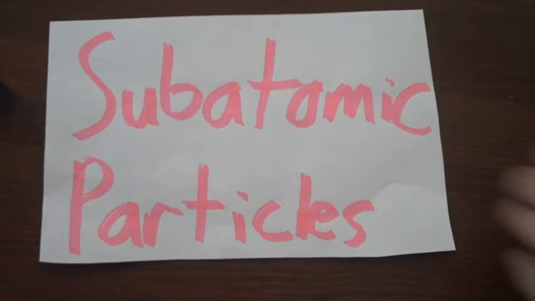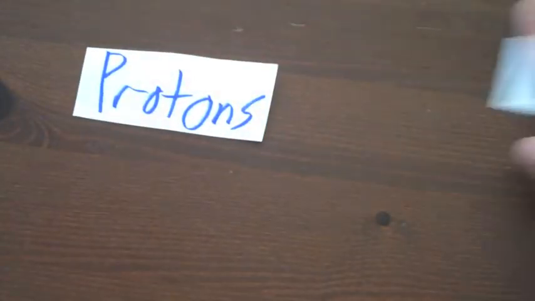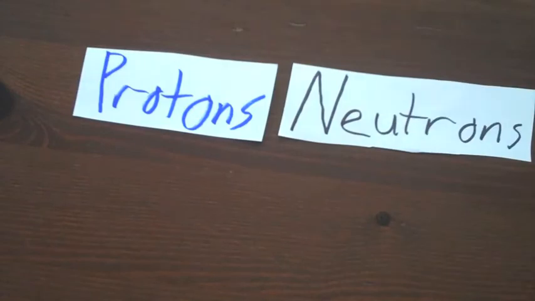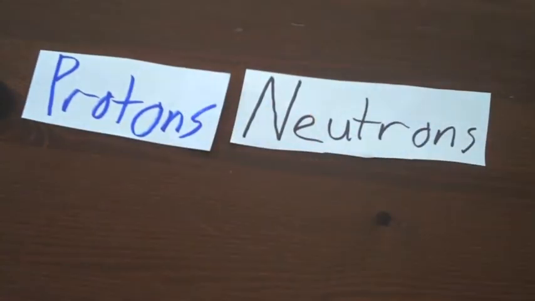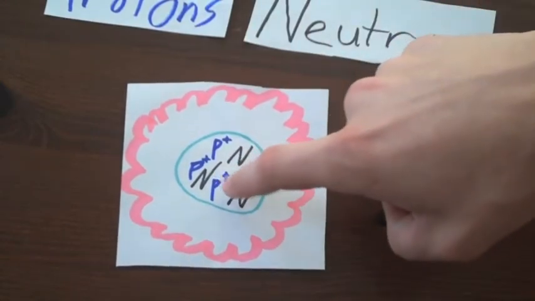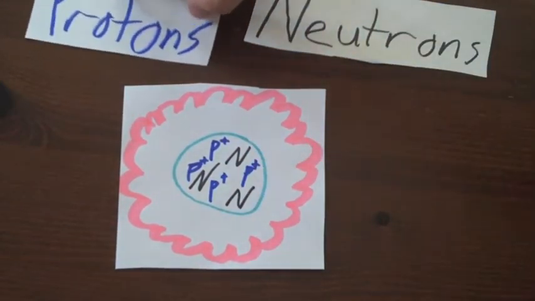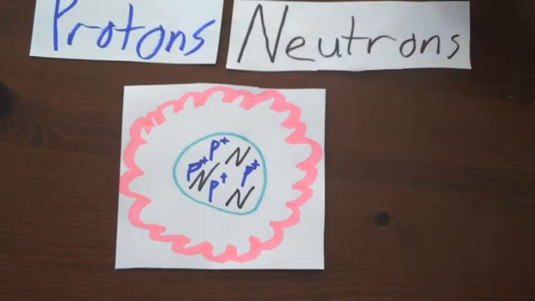The first two particles are protons and neutrons. Each of these two particles account for the mass of an atom and reside in the nucleus of the atom. Protons have a charge of 1 plus, and neutrons have no charge. They are neutral.